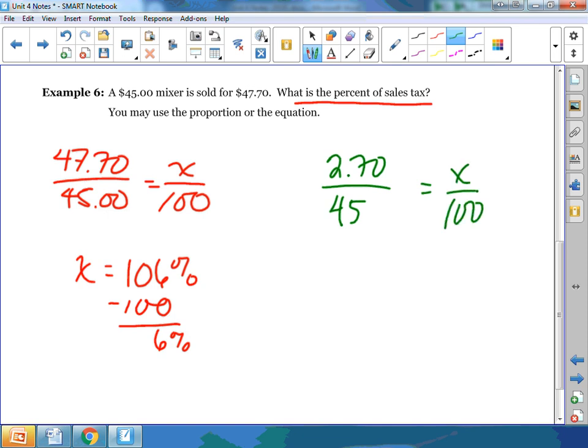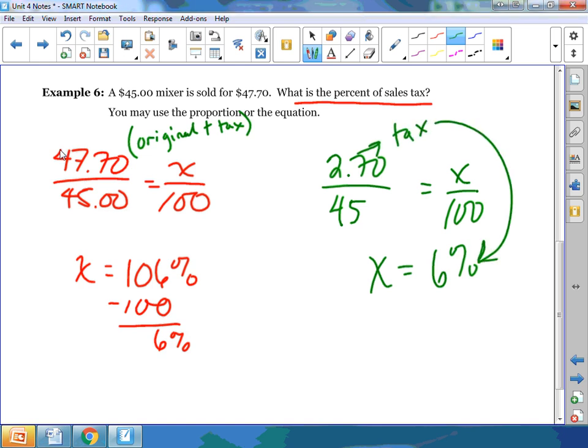And when you solve this, what do you get for x? You get your 6% right there. Okay? So the difference here is that this was your original plus the taxed amount, whereas this was just the tax. So that's why this answer gives you the direct answer. On this 106% number, you have to remove the original 100% from that. You just have to know when to do it, when not to do it. So hopefully that kind of alerts you to when you would and when you wouldn't use that.